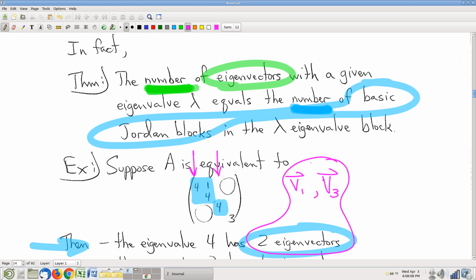Common mistake, it's not the columns themselves. I'm not saying 4, 0, 0, 0. No, of course not. That's telling us 4, 0, 0, 0 is the image of V1 written as a linear combination of the vectors in the V basis. So that's not the vectors themselves, but what that formula tells you is that V1, which we don't know, is an eigenvector.